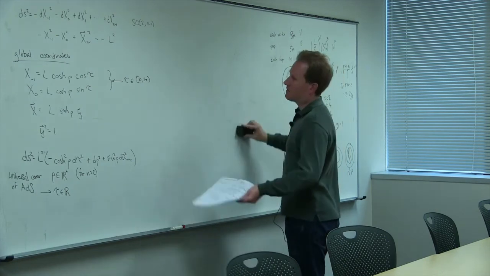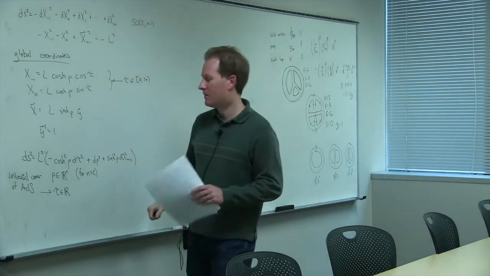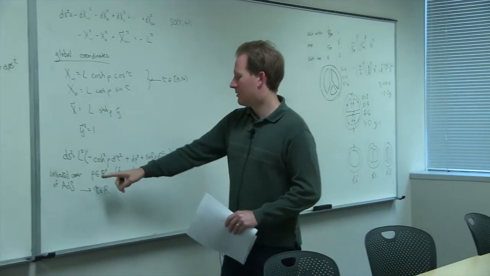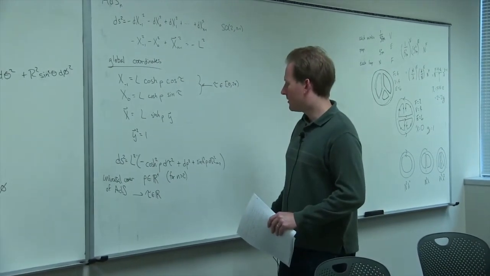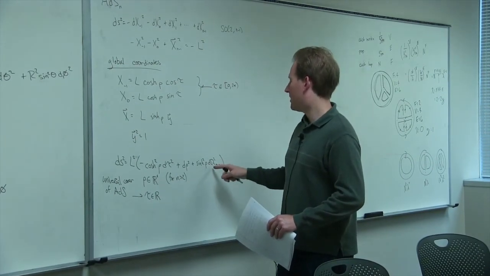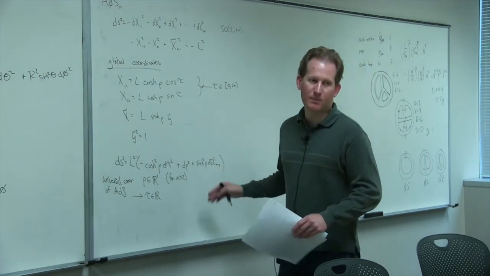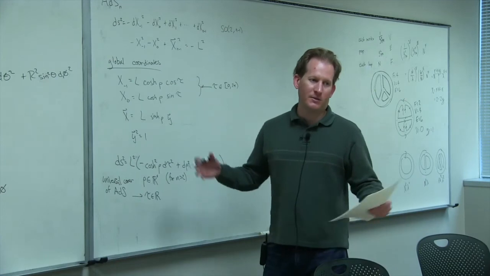So these coordinates are nice because they cover the whole manifold. Rho is a radius, a radial direction. And when you take rho very large, then I have an n minus 2 sphere at the boundary. That'll be what I'll call the boundary of ADS.